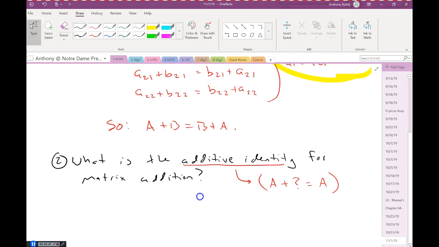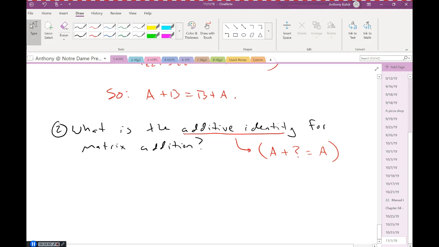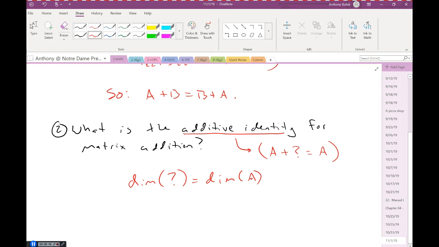So what can we say about this matrix that I've called question mark? Well, there should be one thing right away that's obvious. What can we say about the dimension of question mark? It has to be the same as matrix A, right? If it's not, we can't do any addition at all. So that at minimum we know. Now we know what the shape of this matrix is going to look like. It's just going to have to be the same shape as whatever A was.